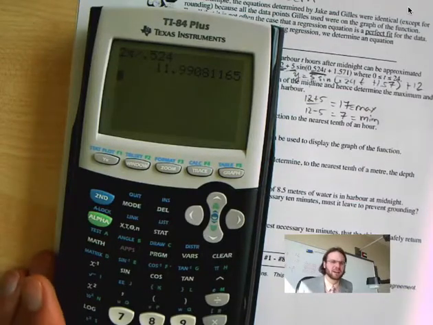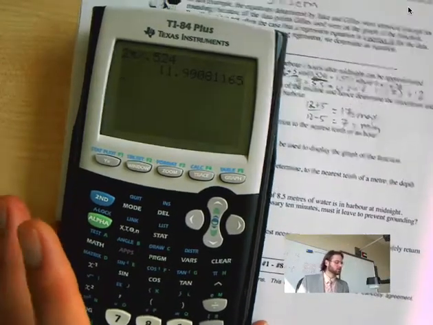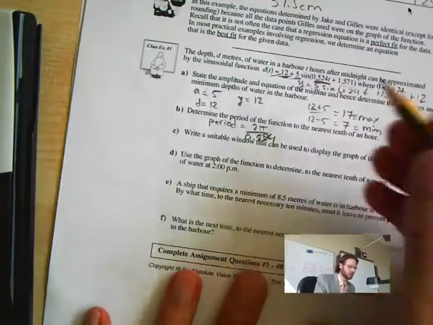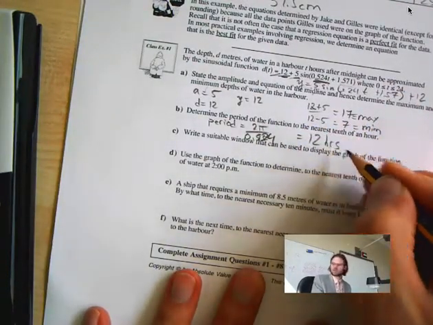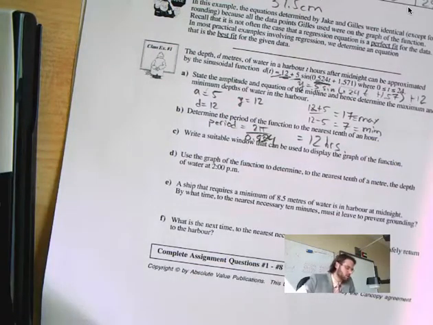And I end up getting 12, to the nearest tenth of an hour. Okay, 12 equals 12 hours. So every 12 hours. That makes sense. Every 12 hours, it's 5.